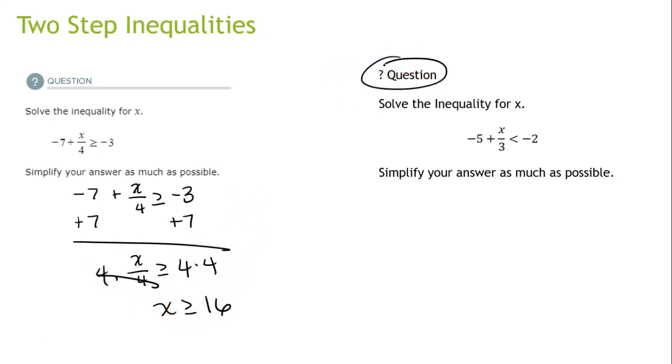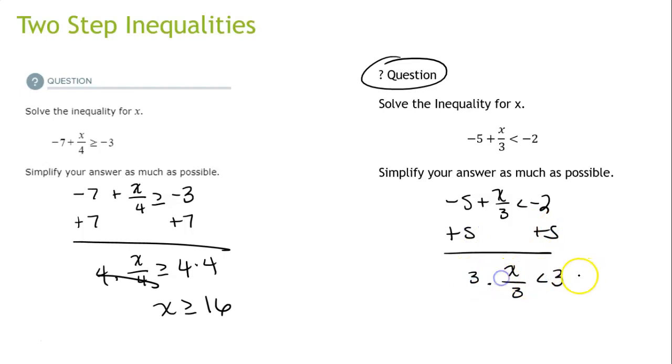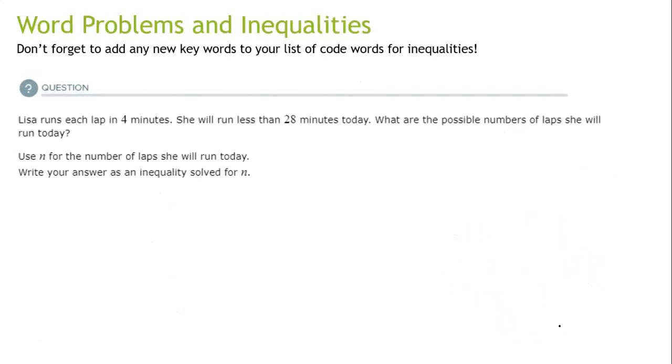You pause the video and try this one on your own. You should have started by adding 5 to each. So we have x over 3 is less than 3. Multiply both sides by 3 so that the 3's cancel, and x is less than 9.